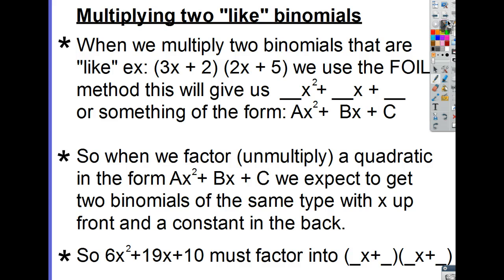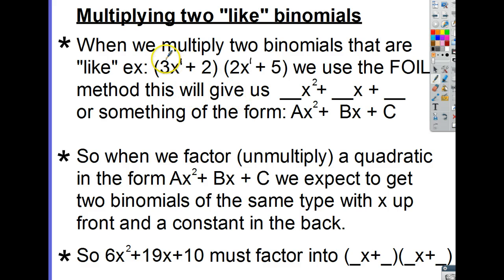Okay, some other things. If you're multiplying two like binomials, and for that I want to just explain a little bit that you have x to the first power plus a constant and something with x to the first power plus a constant. We'll call those like then for this purpose. We'll use the FOIL method to give us the answer.